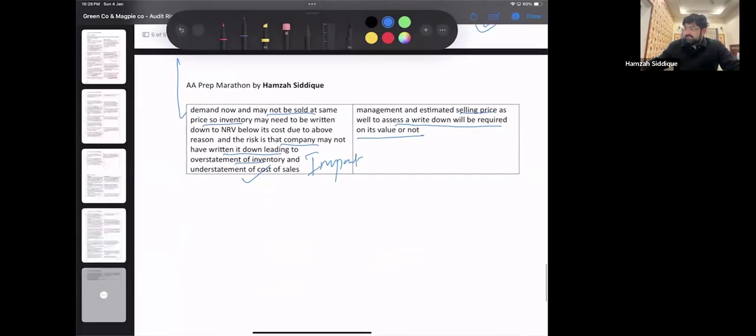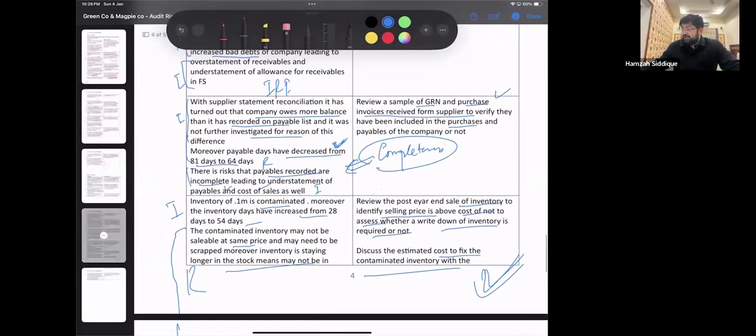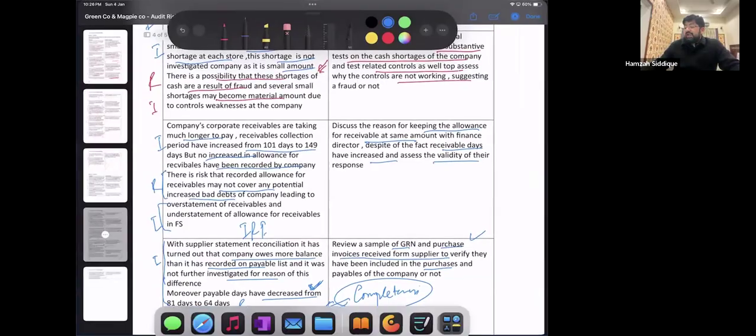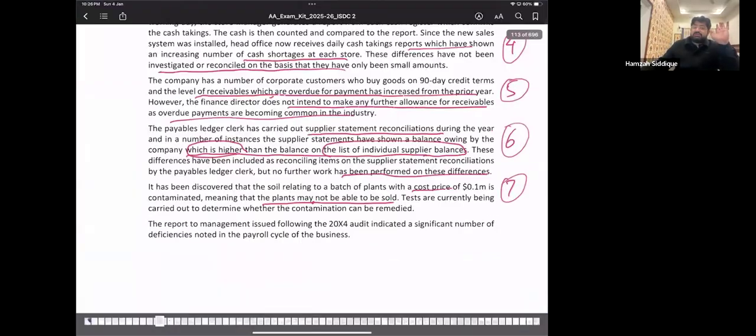Now, this question is complete. So students, you can see how many points are repeated. About 4 to 5 points are the same in every question, but you must be able to draft them as per the scenario. Some minor variation may be there.